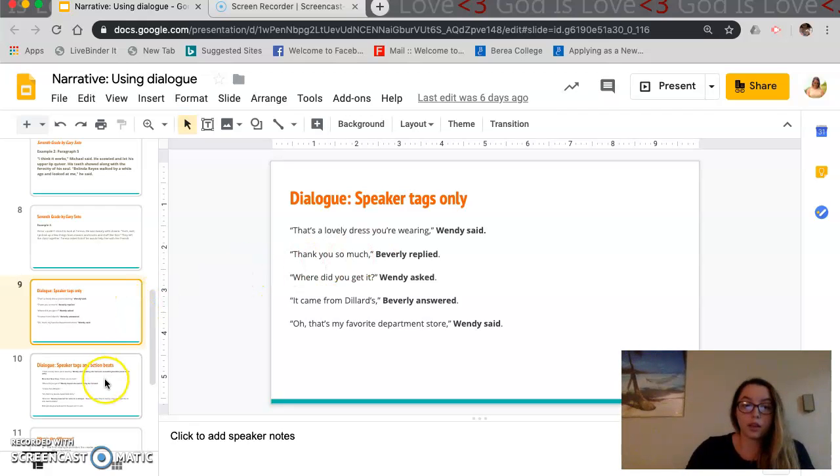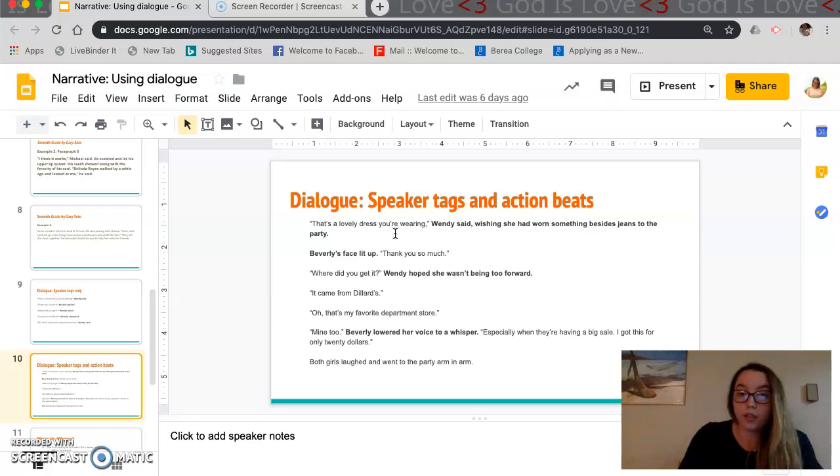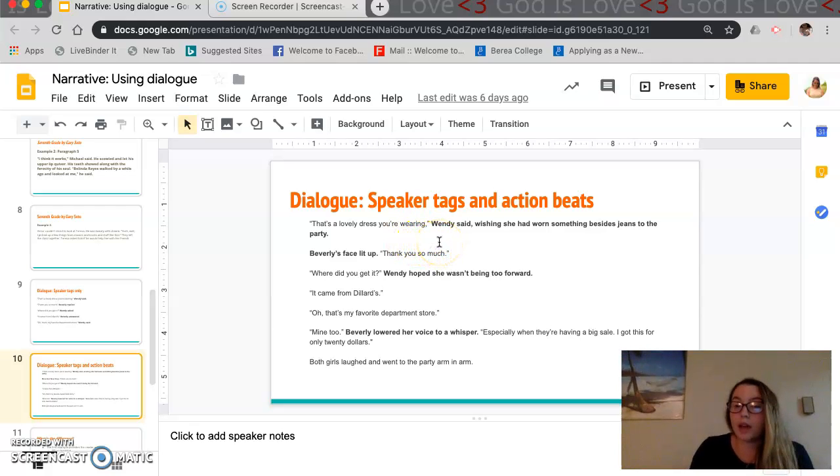So if we look at the revised version, which used speaker tags and action beats, and the action beats are also bolded, we can really see the difference. For example, the first sentence says, "That's a lovely dress you're wearing," Wendy said, wishing she had worn something besides jeans to the party. Beverly's face lit up. "Thank you so much. Where did you get it?" Wendy hoped she wasn't being too forward. "It came from Dillard's." "Oh, that's my favorite department store." "Mine too." Beverly lowered her voice to a whisper.